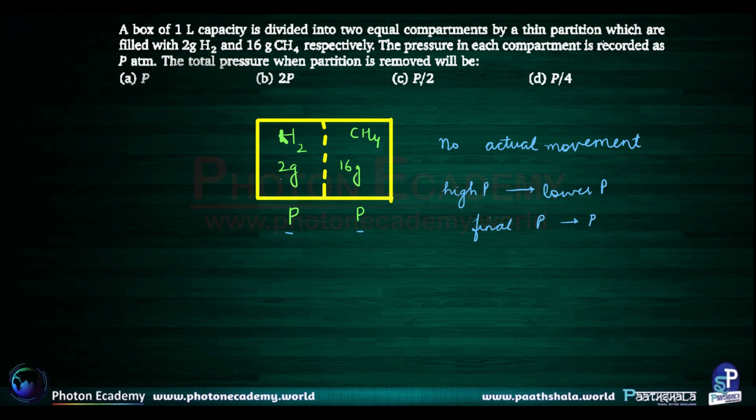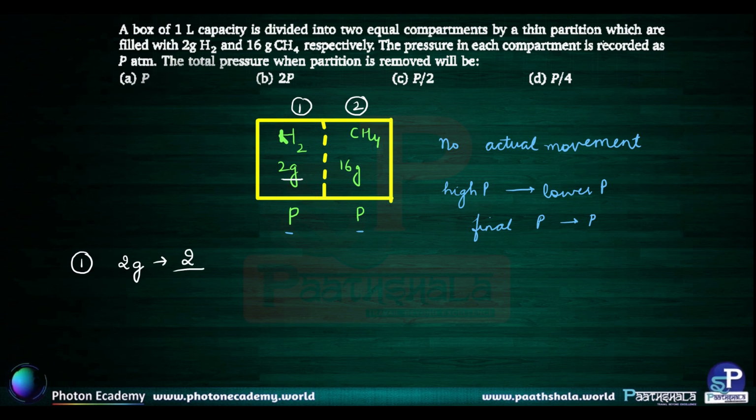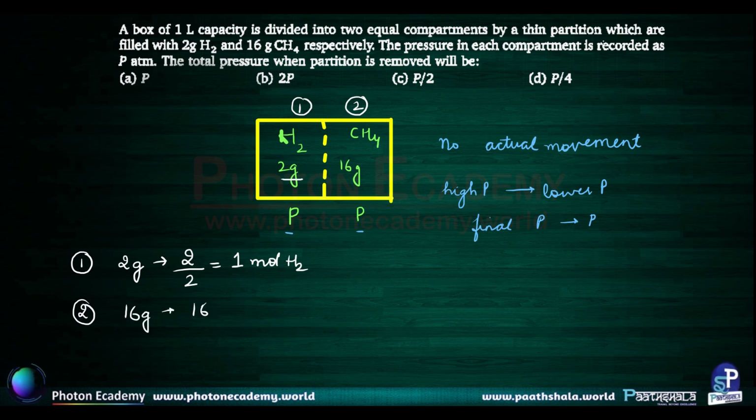Let's say we have 2 grams of hydrogen in the left compartment. Let's call this compartment 1 and this compartment 2. So for compartment 1, if we have 2 grams of hydrogen, it means that we have 2 divided by the molar mass of hydrogen, which is 2. That is 1 mole of hydrogen. And in the second compartment, we have 16 grams of methane, which implies 16 divided by the molar mass of methane, which is 12 plus 4, also 16. So 1 mole of methane.